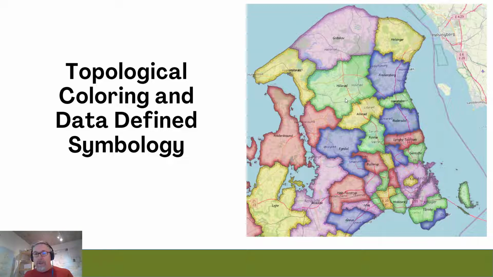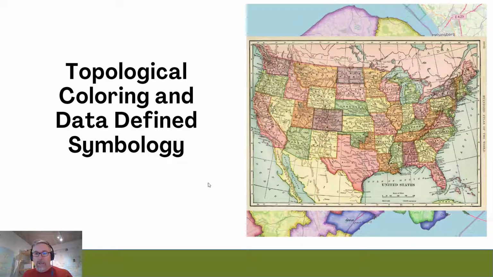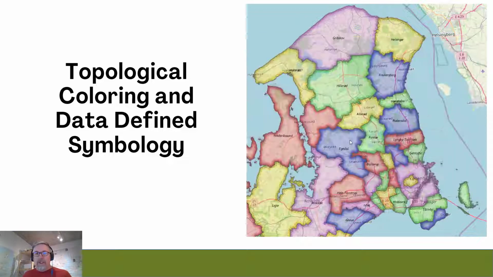It's an attempt to mimic this historic base map, like this US state base map, where each one has a more saturated version of the color as the outline, but as a shape burst fill around the edge. We're going to try to mimic this in QGIS. To do this, we're going to use the topological coloring algorithm, and then some data-defined symbology, which is how we're going to arrive at this pencilish, antique-looking border around all these different municipalities.